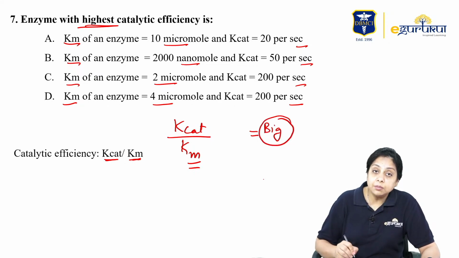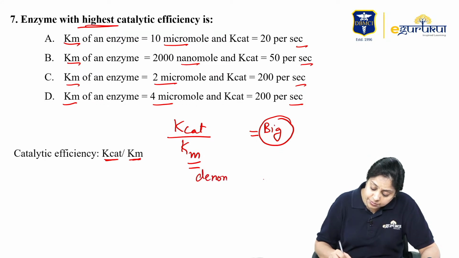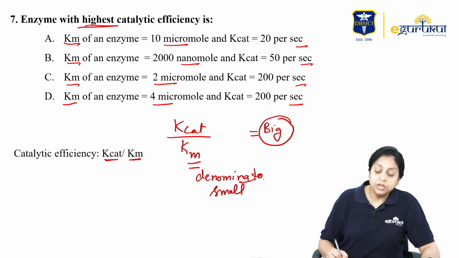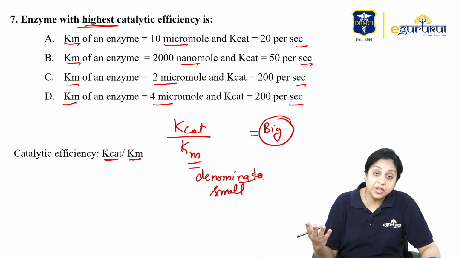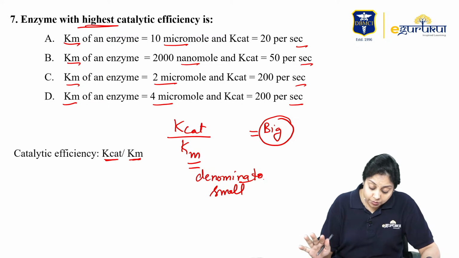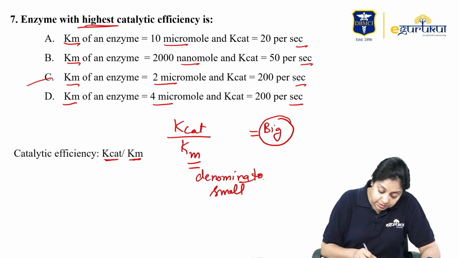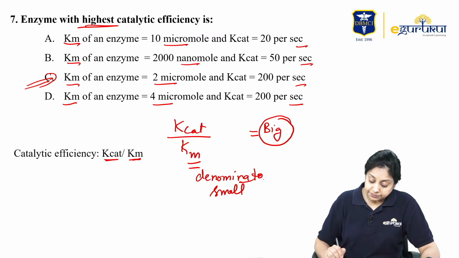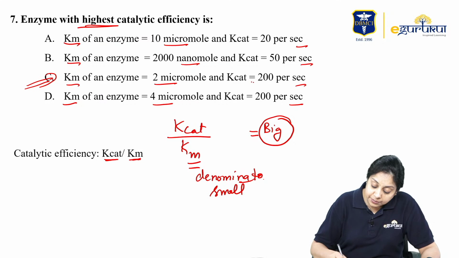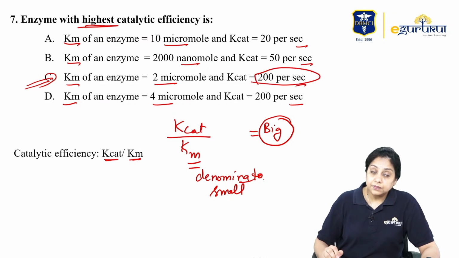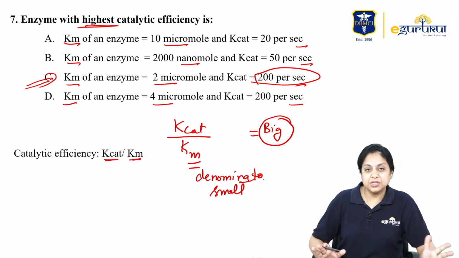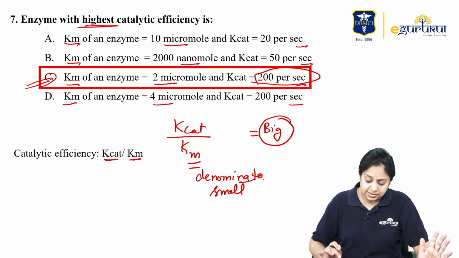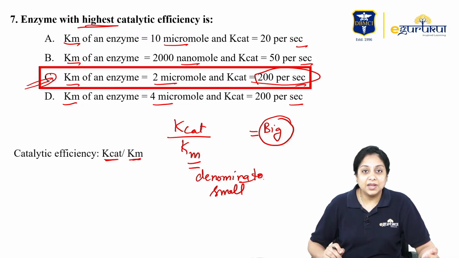When will you get a big number? When the denominator is small. When the denominator is small, then if you divide, you will get a bigger number. So Km should be small. Where is the Km? That is the smallest number. Do you think this is the smallest number? And Kcat is the biggest number? Just look at the mathematical expression, look at the numbers, don't look at anything else. That is a choice. That will give you the bigger. You can do maths for all of them.